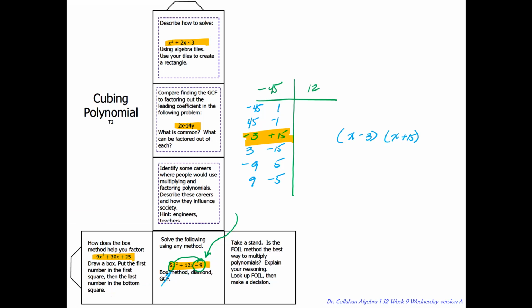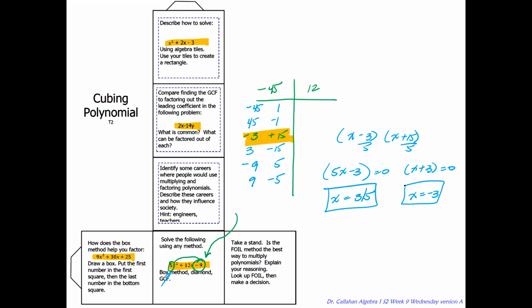But remember, you multiplied by the 5, so you have to divide by the 5. Well, 5 doesn't go into 3, so you have to put it in front as 5x minus 3 equals 0. 5 does go into 15, 3 times: x plus 3 equals 0. If I were to solve this, add the 3 and divide by the 5, you get a positive 3 over 5. And subtract 3 on both sides: x equals negative 3. So you got one done.